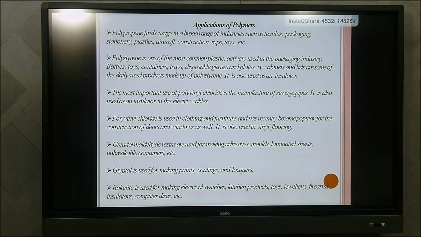drainage systems. Urea formaldehyde resin is a polymer found in liquid form, and it is used for making adhesive molds, laminated sheets, etc. For making paints, coats, and lacquers, glyptal is a polymer employed in day-to-day life. Bakelite is another polymer used in kitchen products, toys, jewelry, firearms, computer disks, insulators, etc.